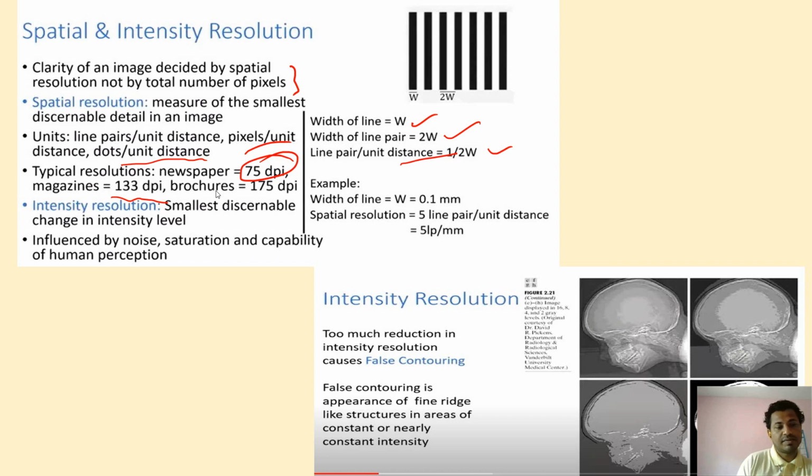Then the smallest discernible change in intensity level is captured, influenced by noise, saturation and the capability of human perception. So like this, for intensity resolution, too much reduction in intensity causes false contouring. False contouring is the appearance of fine ridge-like structures in areas of constant or nearly constant intensity. So this is 5 line pairs per millimeter, 5 line pairs per unit distance.